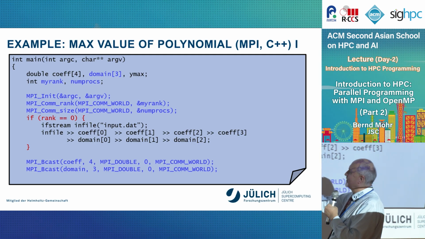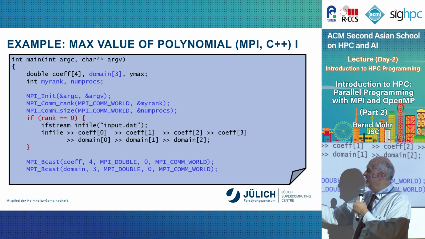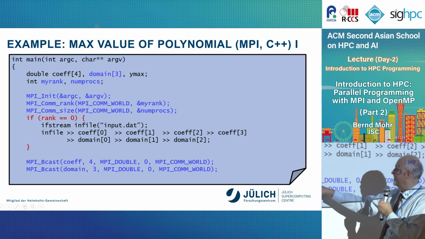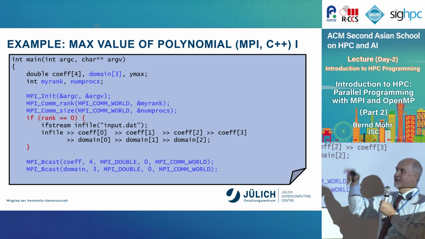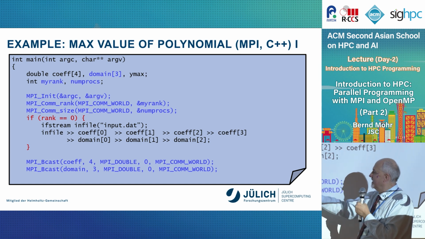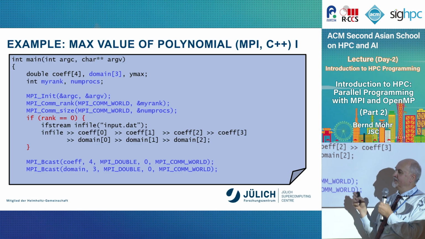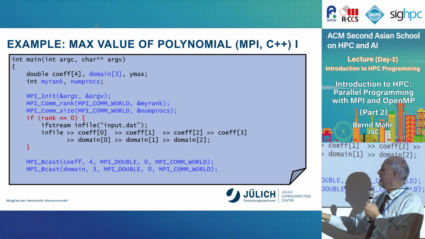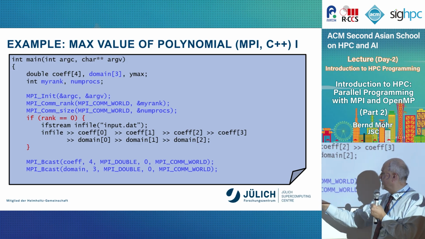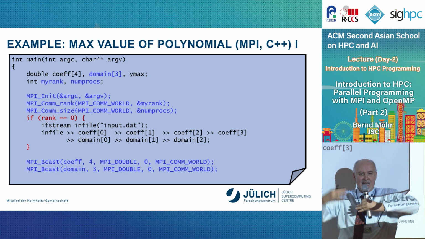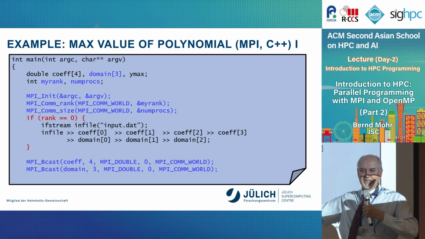Okay, now we have to send our coefficients. These are 4 integers. So we say the variable coef, these are 5 double values, like 5.7 or so. And the root process, because it's reading that, is sending it to everyone in MPI_COMM_WORLD. We do the same thing for the domain. In the domain variable, these are 3 doubles, and we're sending it from 0 to MPI_COMM_WORLD. And then after that, every process has these values as a copy.